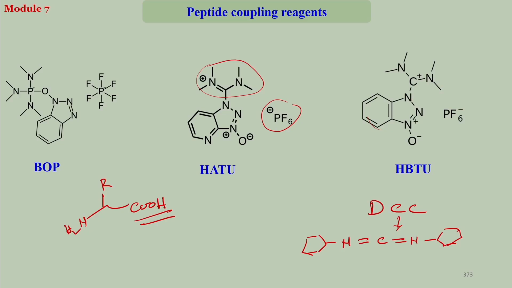And then you have BOP, widely used. HA2 is very widely used. HB2 is also quite well known and popular. So, I will show you 2 mechanisms. One is for DCC, how it occurs with DCC, and then with the HA2, HATU. And as I have mentioned in the last lecture, all these coupling reagents are aimed to activate the carboxylic group.